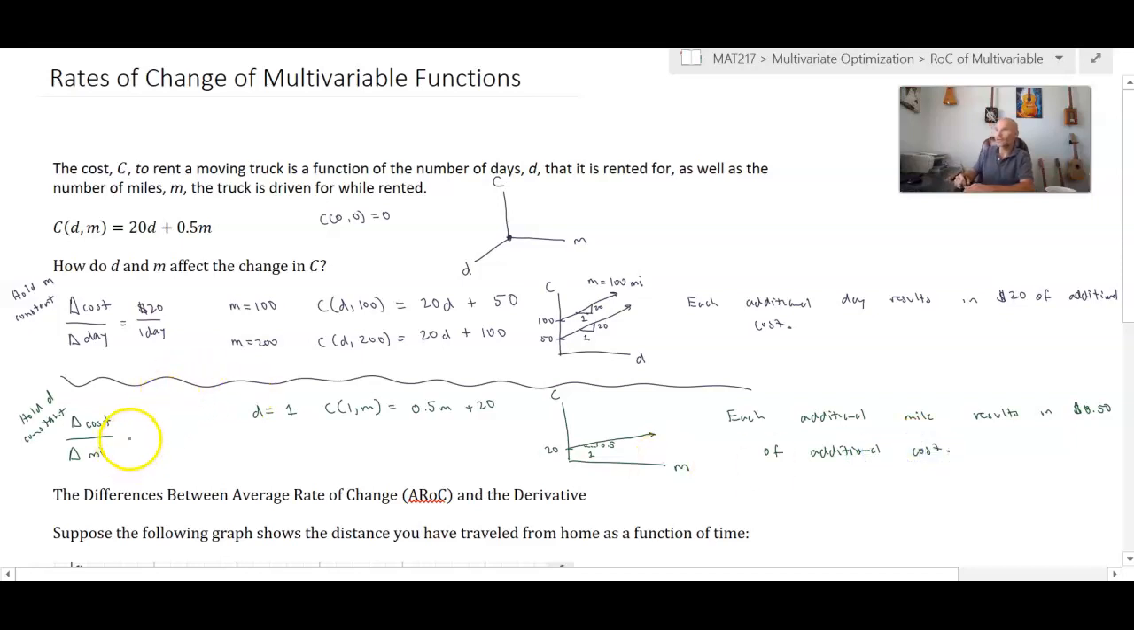So that allows me to conclude that the cost per mile is 50 cents per 1 mile. Now that again won't change if I rent this truck for 2 days and fix the number of days at 2. Then my function will be the same, except I'll have 0.5m plus 40. And that should make sense because each day is costing us 20 bucks. So if I rent the truck for 2 days, that's going to cost me $40 for the 2-day rental plus the cost for the miles.